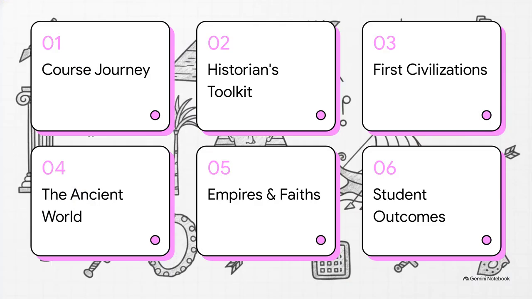Here's our roadmap for this explainer. First up, the ancient history journey. Second, Unit 1, the historian's toolkit. Third, Unit 2, first civilizations. Fourth, Unit 3, the ancient world. Fifth, Unit 4, empires and faiths. And finally, number 6, the ultimate student outcomes.